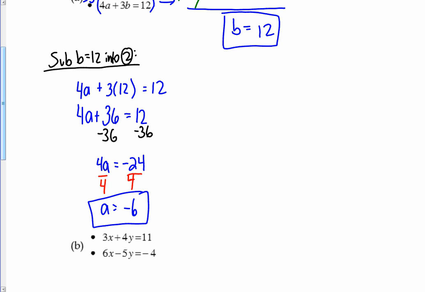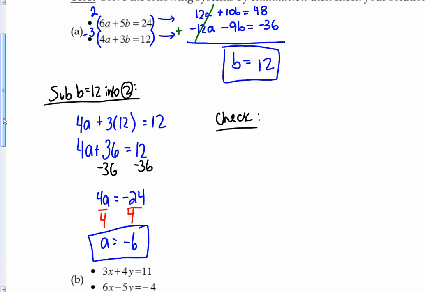And so last is your check. You should be safe, just sub it into both. Six times negative 6 plus 5 times 12 has to equal 24. And 4 times negative 6 plus 3 times 12 has to equal 12.